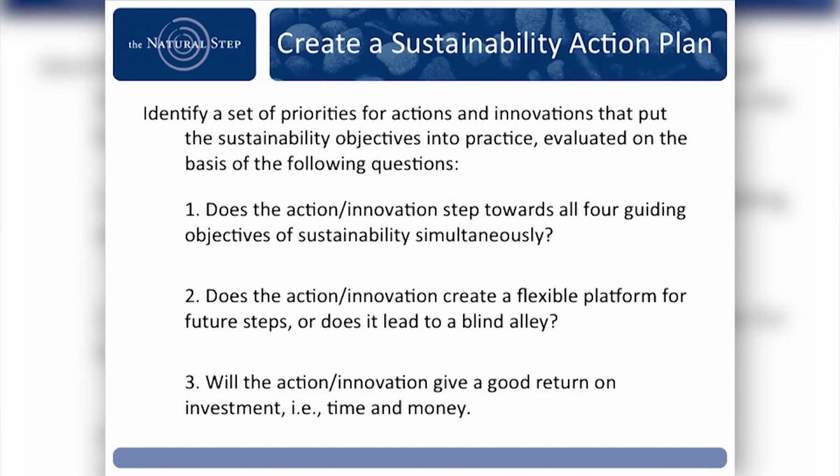So 3 key questions to be asking. 1, do these actions actually move us towards being more sustainable, hitting on all 4 of those guiding objectives? 2, does this create a flexible platform? Is this something that we can try? If it doesn't work, we can adjust it. Maybe we can go another direction, but it's still moving us towards that end goal.